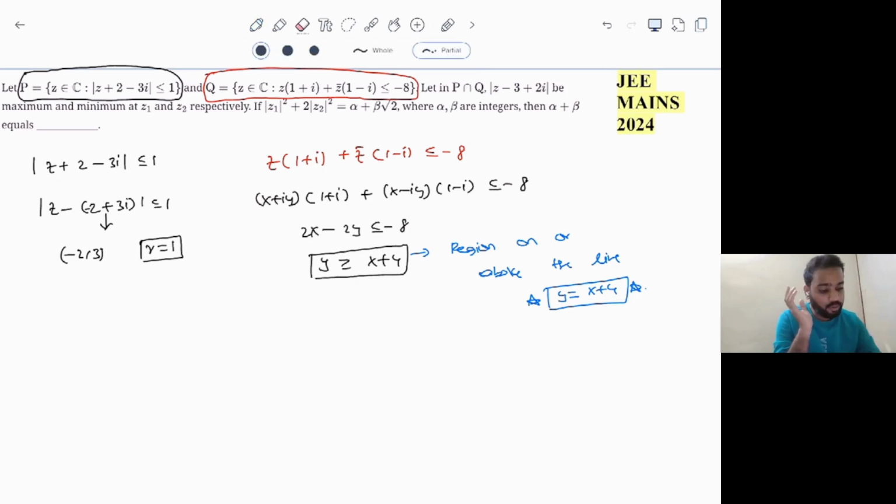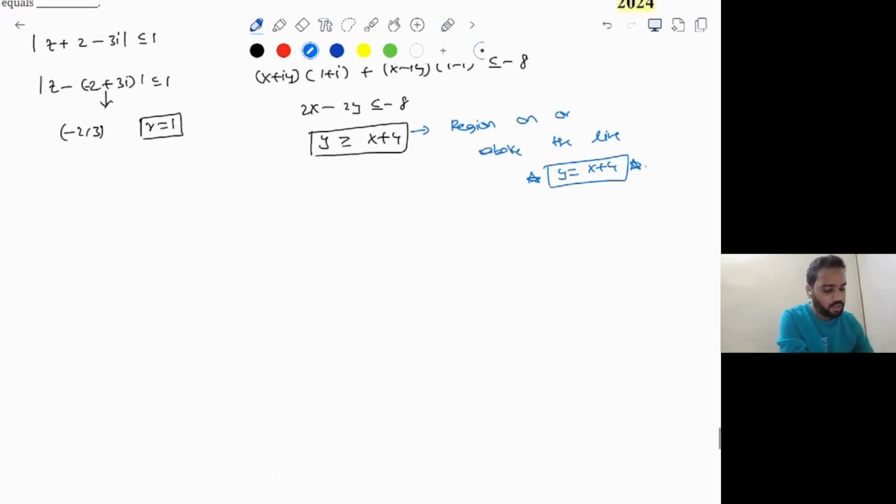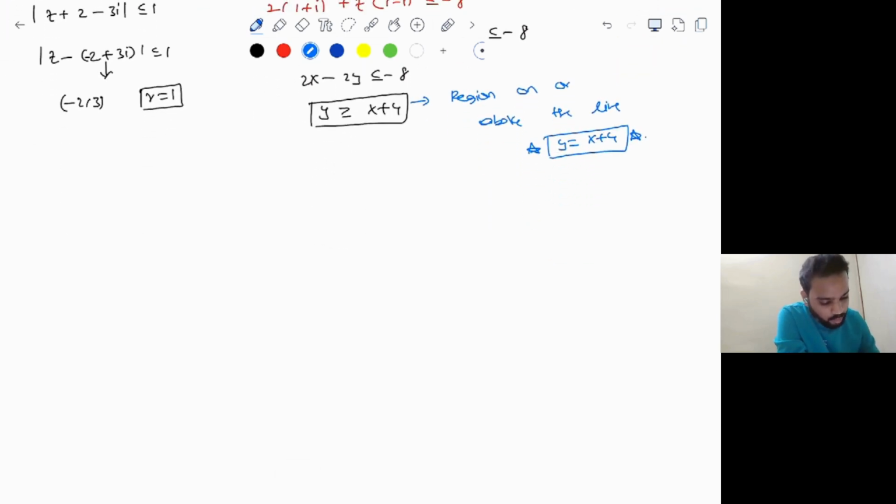So let's read the next part of the question because a more interesting thing is given. Let the set be P intersection Q here, which means the first region is represented by on or inside the circle, and the second region is represented by what? The region on or above the straight line. And what is the meaning of P intersection Q here? You must be taking only the common part of these two. So let's now try to draw the proper diagram for this one.